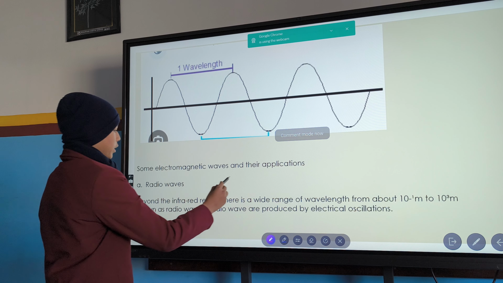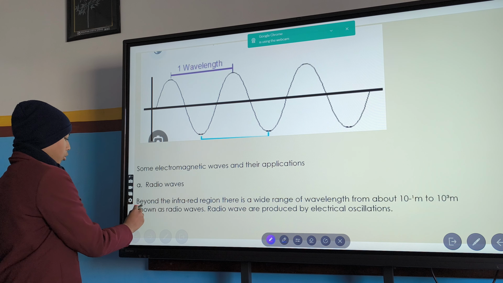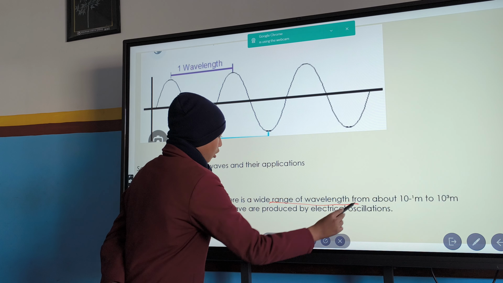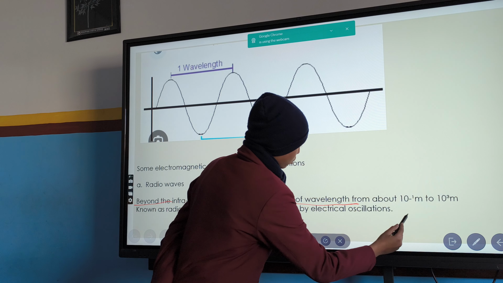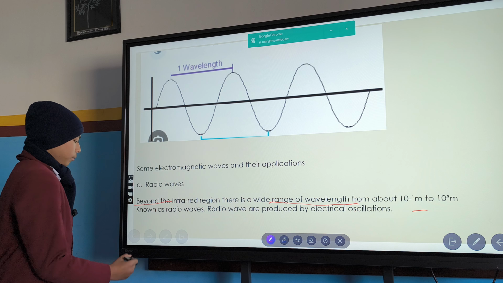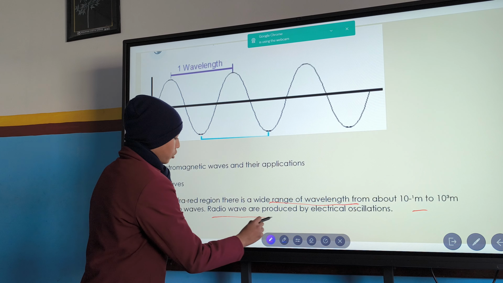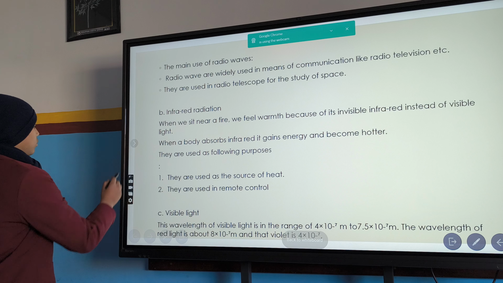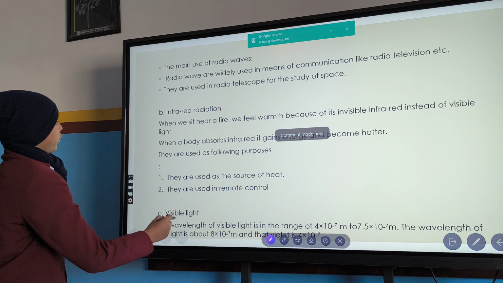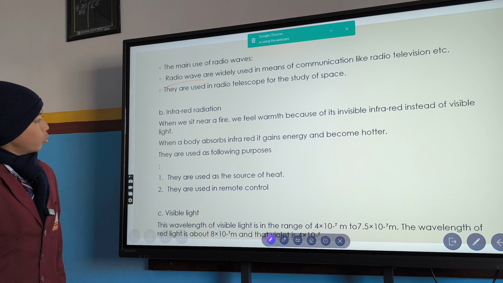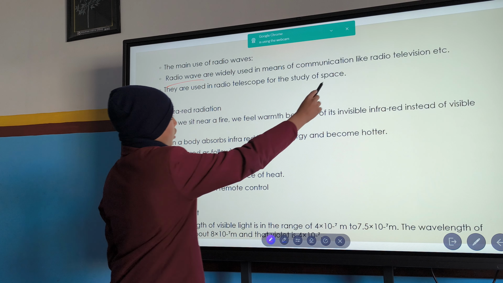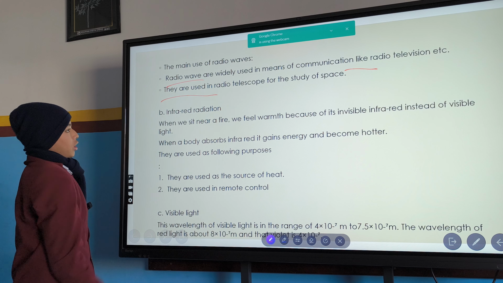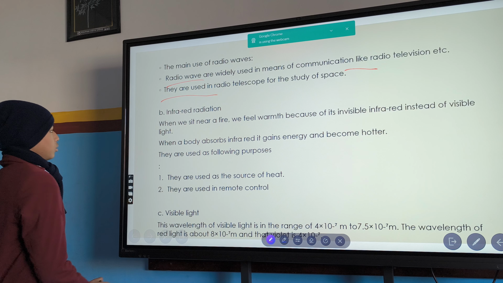Some electromagnetic waves and their applications. Radio waves. Beyond the infrared region, there is a wide range of wavelengths from about 10 to the power minus 1 meter to 10 to the power 3 meters, known as radio waves. Radio waves are produced by electrical oscillations. The main uses of radio waves are in means of communication like radio, television, etc. These are also used in telescopes for the study of space.